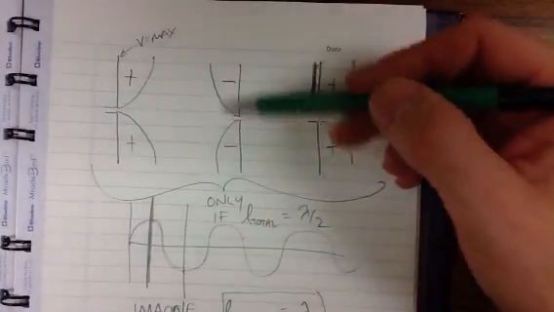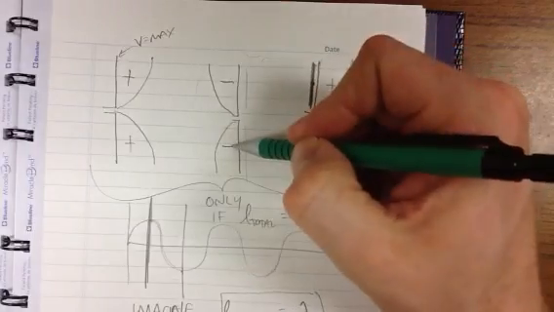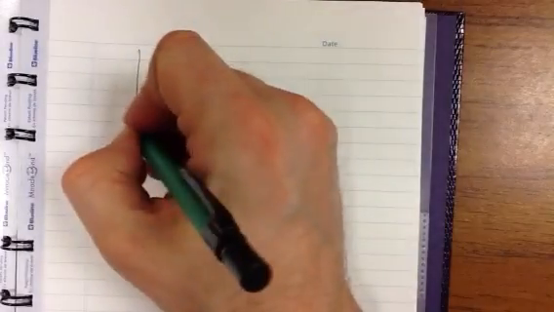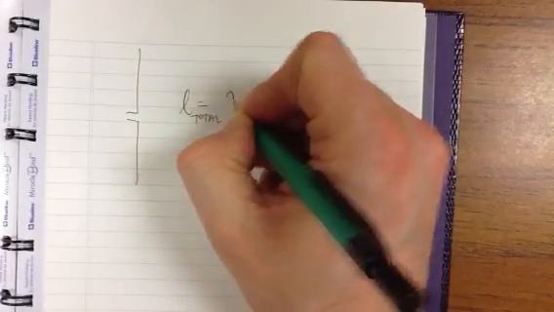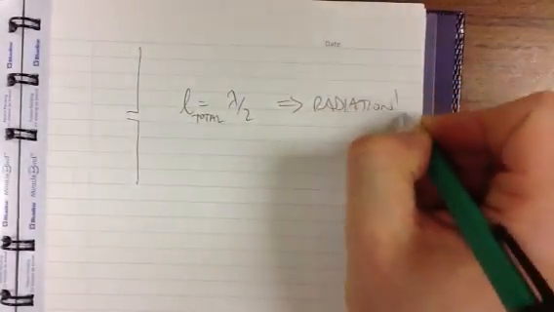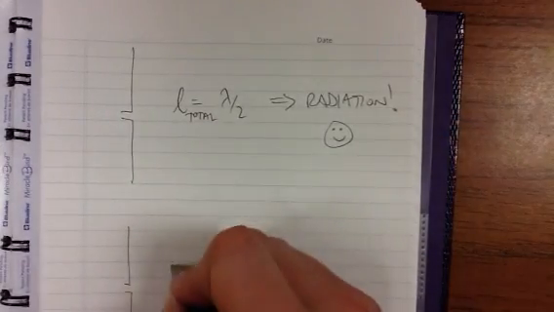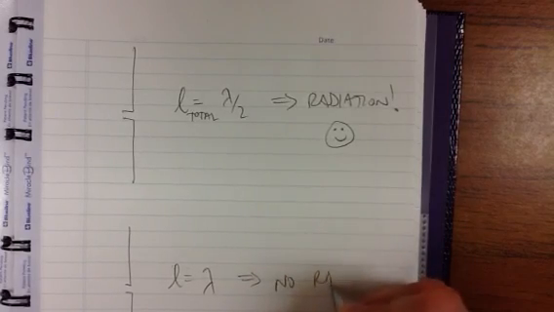But if we go back up here, if it's a quarter wavelength here and a quarter wavelength here, total length half wavelength, these are always the same. There will be radiation. To review, total length is a half wavelength: radiation. If we go like this and say length is equal to lambda, no radiation.